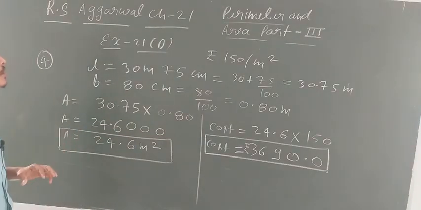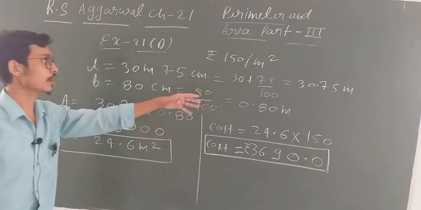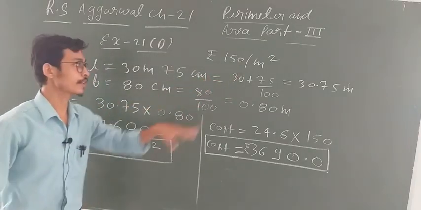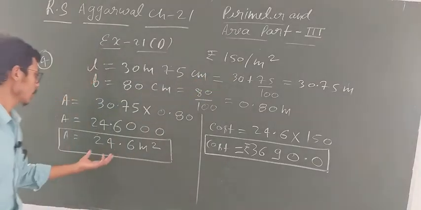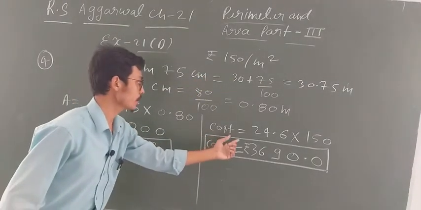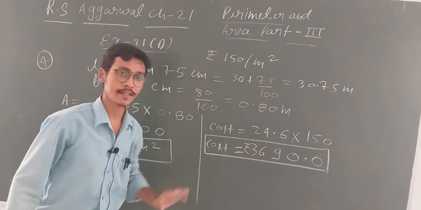Now when you convert in meter, you have to find out area. Why area? Because cost is given per meter square. That means you have to find out area. If given per centimeter or per meter, you have to find out what? Perimeter. So here you find out area, and cost means multiply by the cost per meter. So you multiply, answer is this.